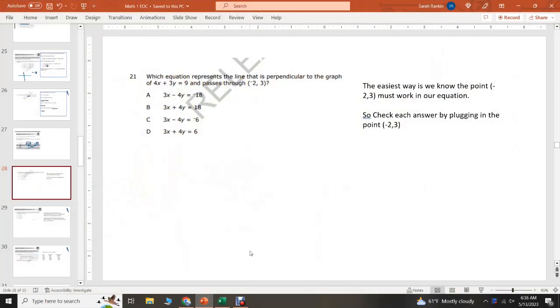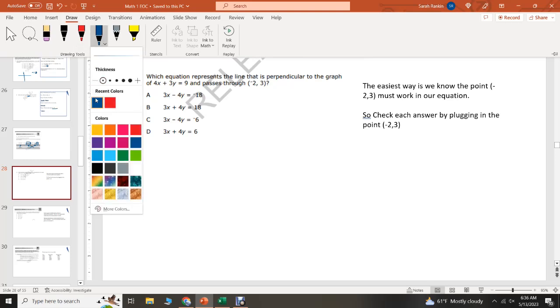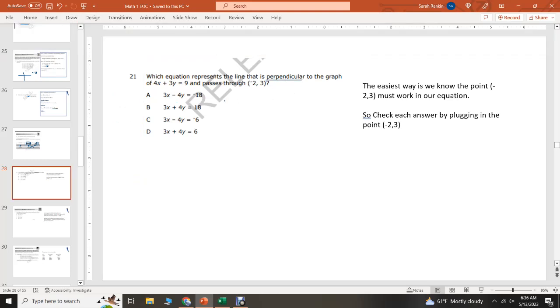Okay. I guess practice test 5, the second half of the ZOC. Question 21. Which equation represents the line that's perpendicular? So let me get my little drawing thing here. So keyword: perpendicular to the graph of this line that passes through this point.